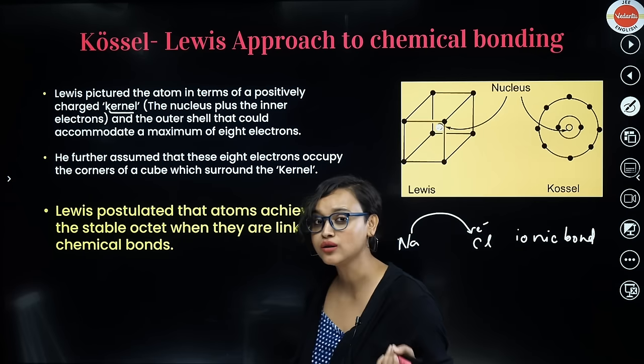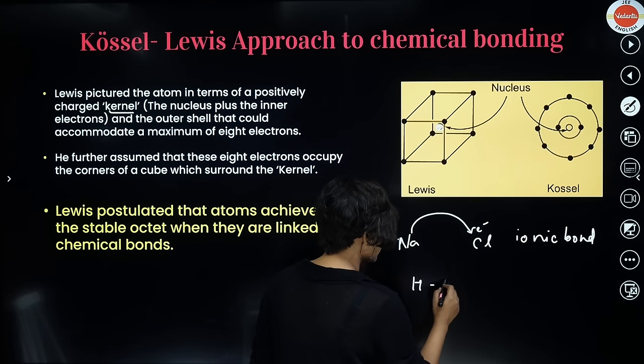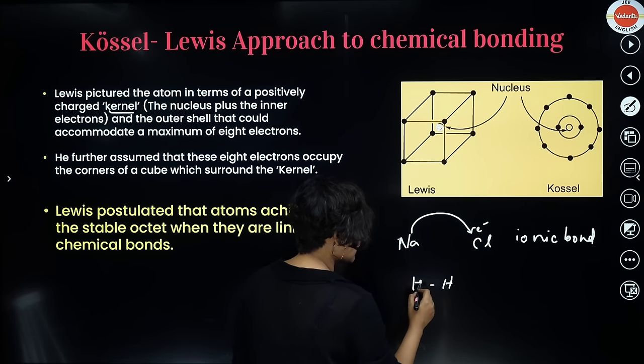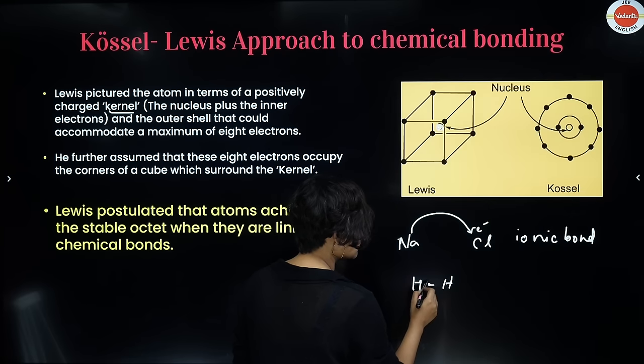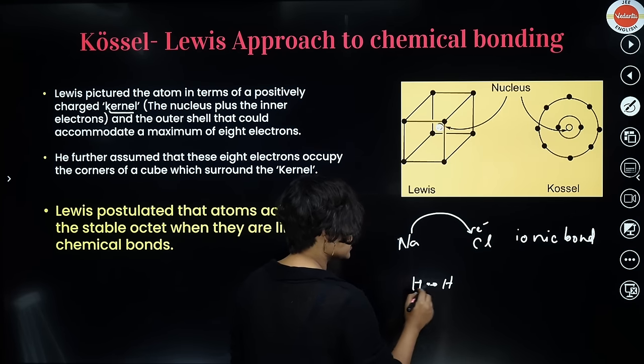Now, there is also a possibility where, for example, hydrogen and hydrogen. So hydrogen and hydrogen, what they do is, hydrogen provides one electron here, one electron here, and this hydrogen will also provide one electron.